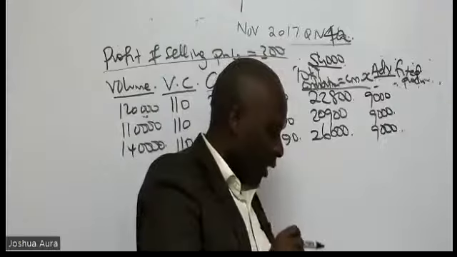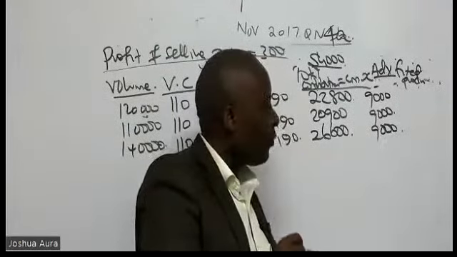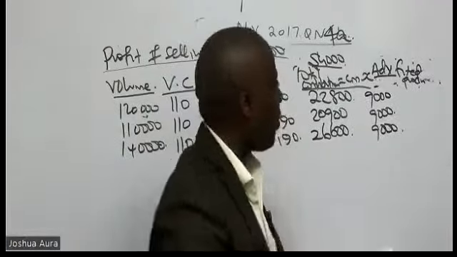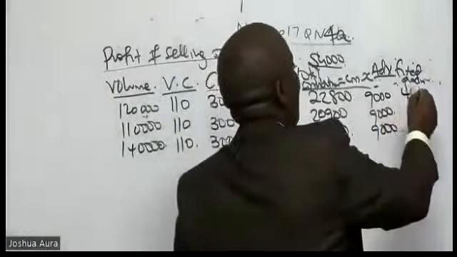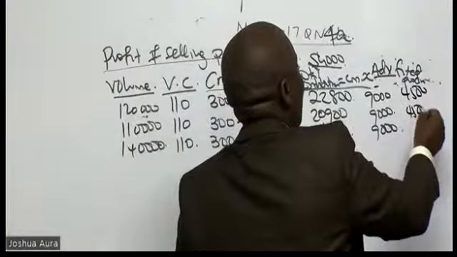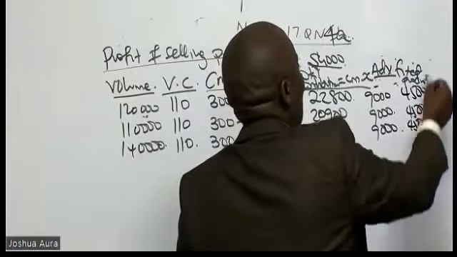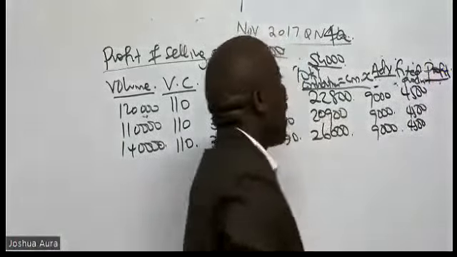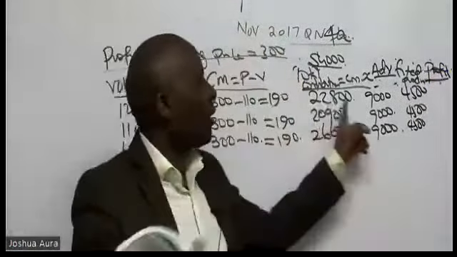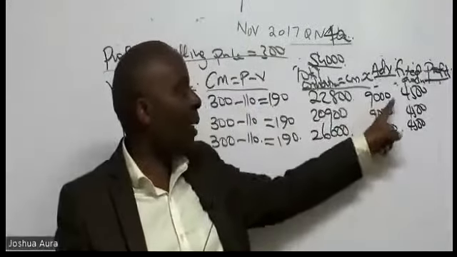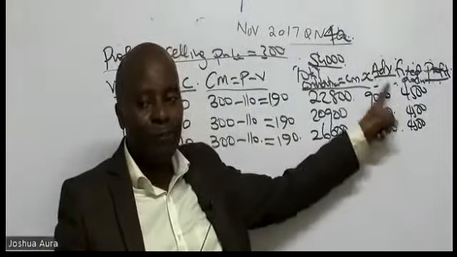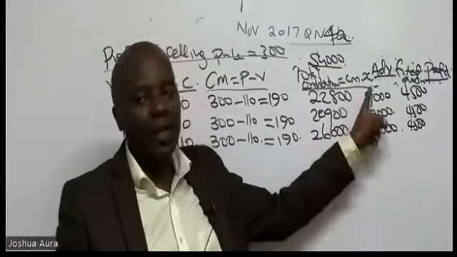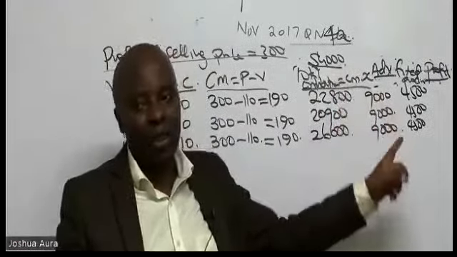And then we have the fixed production. In note number 3, the fixed production is 4,500 per annum. So could you kindly give me the profit now here? To get profit, I'll take the total contribution minus the advertising cost minus the fixed production cost. So I'll take 22,800 minus 9,000 minus 4,500, and then I should be able to get the profit.